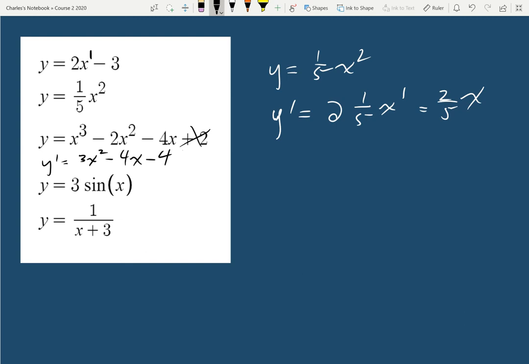Okay, notice that you could think of this as like 2x to the 0, and the 0 comes down and you get 0, or you could just remember that when you have a constant and you take the derivative, that number goes away. This one, well, you don't need to know this, but this is 3 cosine of x. The derivative of sine is cosine.